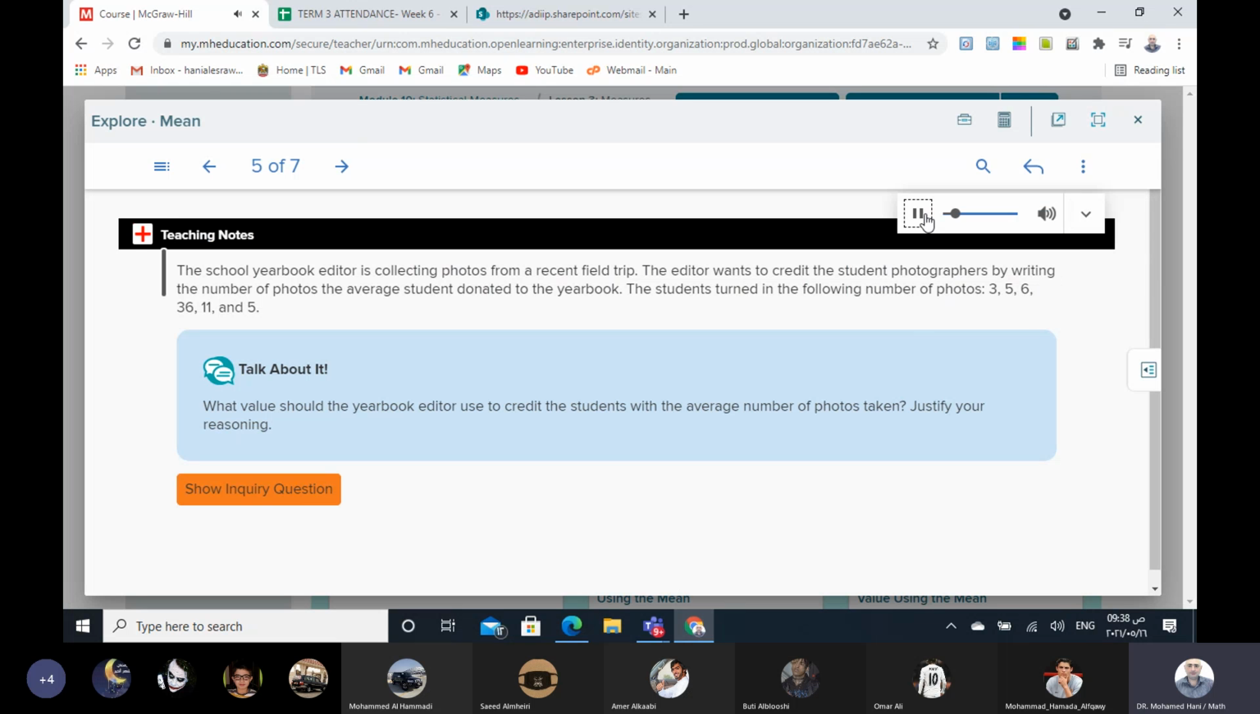Teaching notes. The school yearbook editor is collecting photos from a recent field trip. The editor wants to credit the student photographers by writing the number of photos the average student donated to the yearbook. The students turned in the following number of photos: 3, 5, 6, 36, 11, and 5.